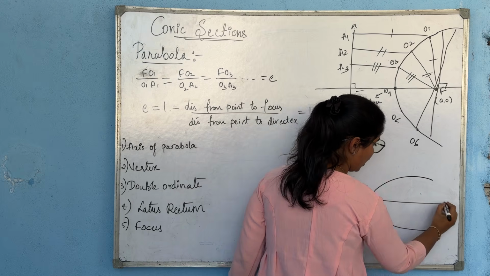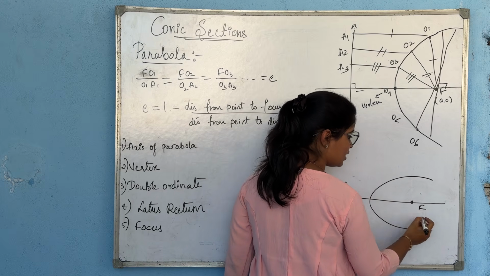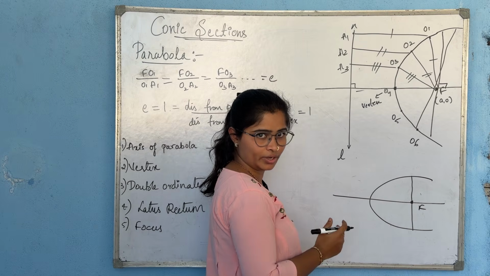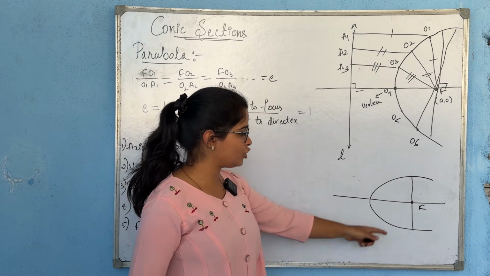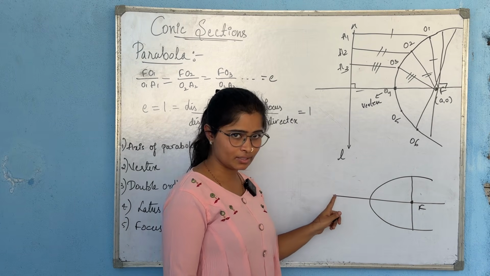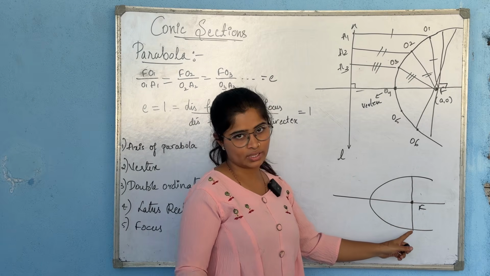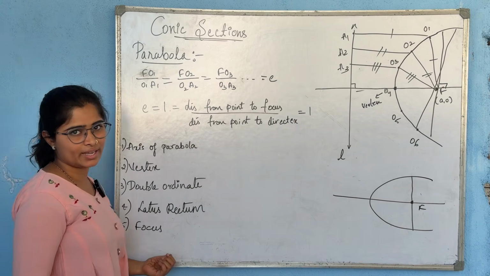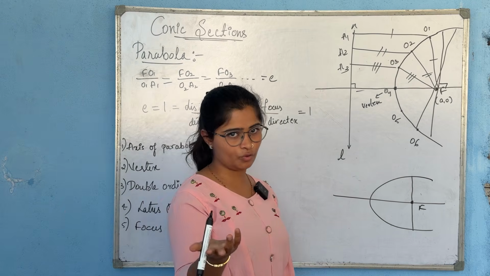If this is your parabola and this is your focus, then the latus rectum is the double ordinate that passes through the focus. So there are two conditions. It should be perpendicular to the axis and it should also pass through the focus. Such a line is called what? Latus rectum. And last is focus. As you all know, the fixed point is called the focus.